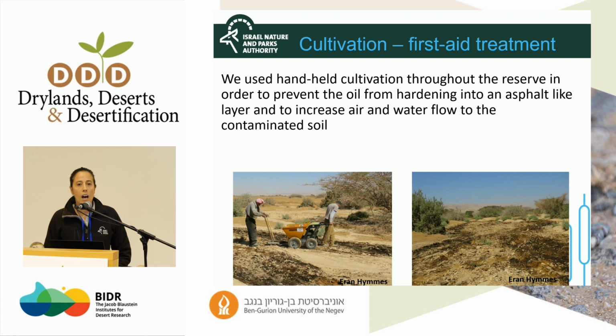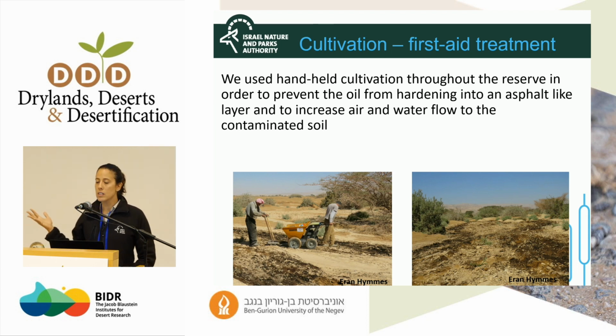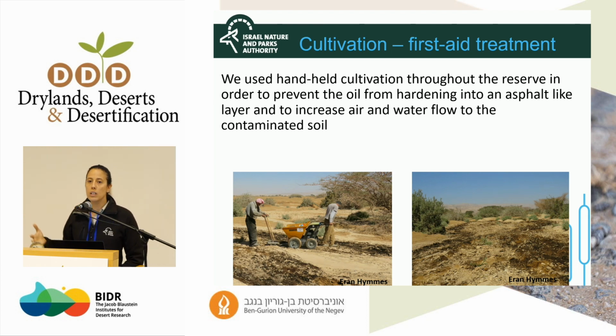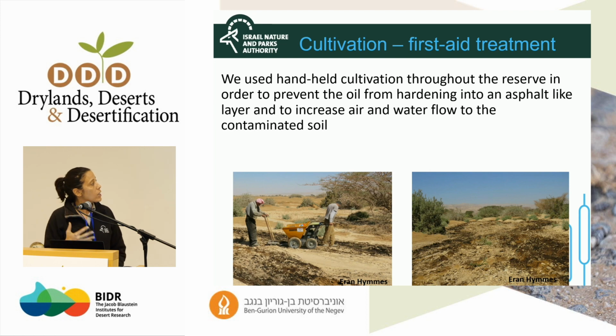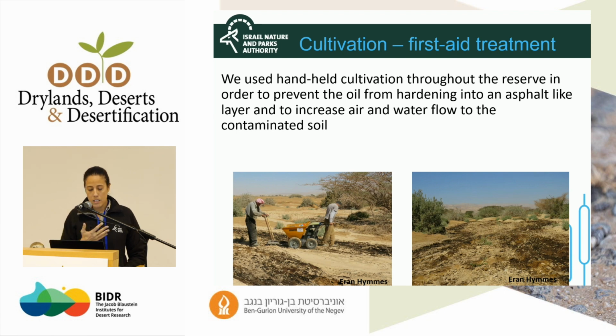So we understood we have to do something, and we started with first aid. We said, okay, the oil in 1975 just spilled there, and it was in the summer, so it just became asphalt. So let's break up the soil. Let's start cultivation. Let's get some air inside, and maybe water if there are floods. And this is the way we did it.